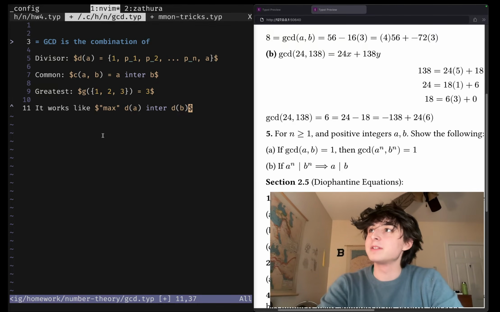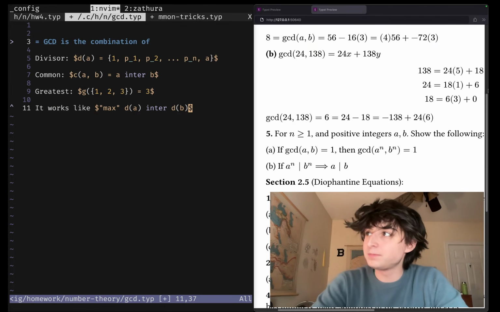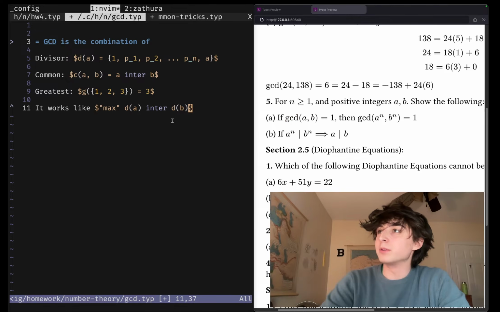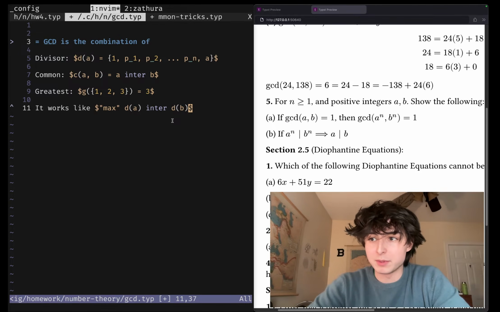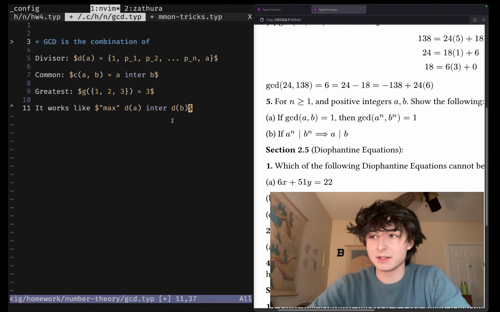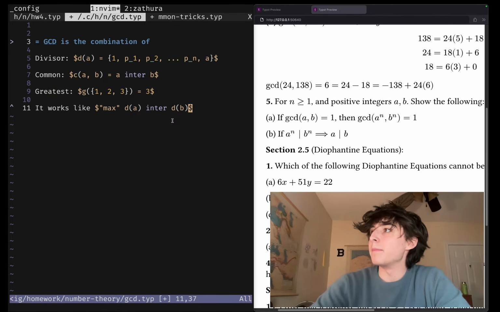Yeah. So I wanted to think about GCD A and B equals 1, or them being coprime, is basically saying that the intersection of their divisors, the maximum is 1, which means that in fact it is just 1. Like the intersection of their divisors is just 1. The max doesn't necessarily really matter, I don't think.